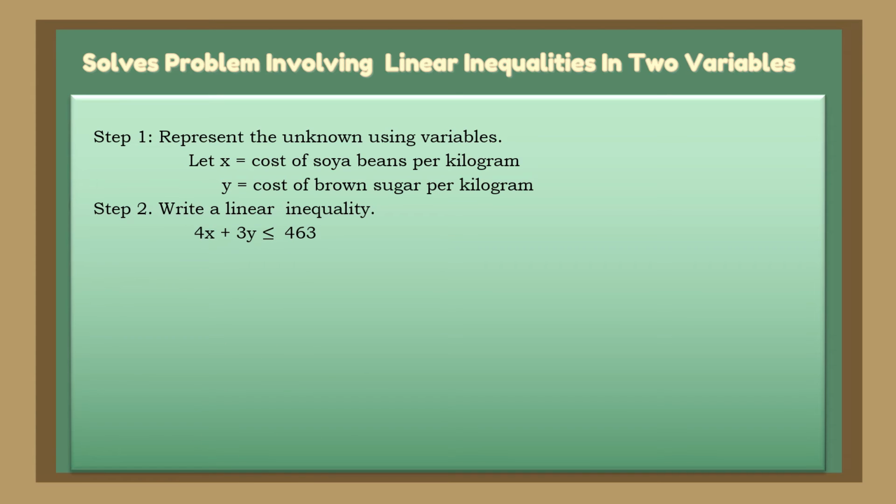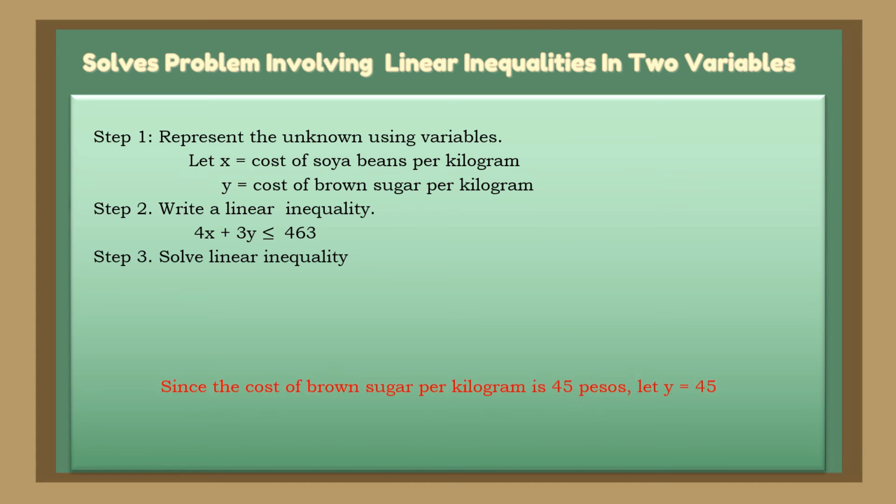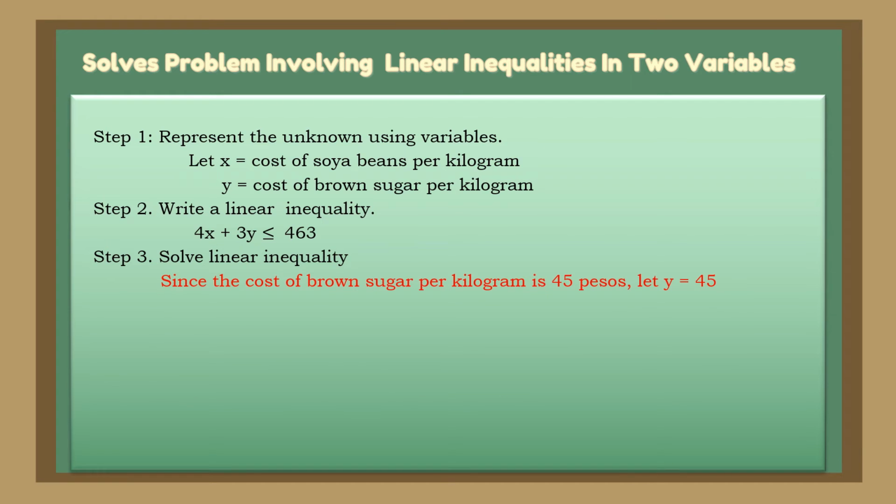So our linear inequality is 4x plus 3y is less than or equal to 463. Step 3, solve the linear inequality. Since the cost of brown sugar per kilogram is 45 pesos, let y be equal to 45. So 4x plus 3 times 45 is less than or equal to 463.